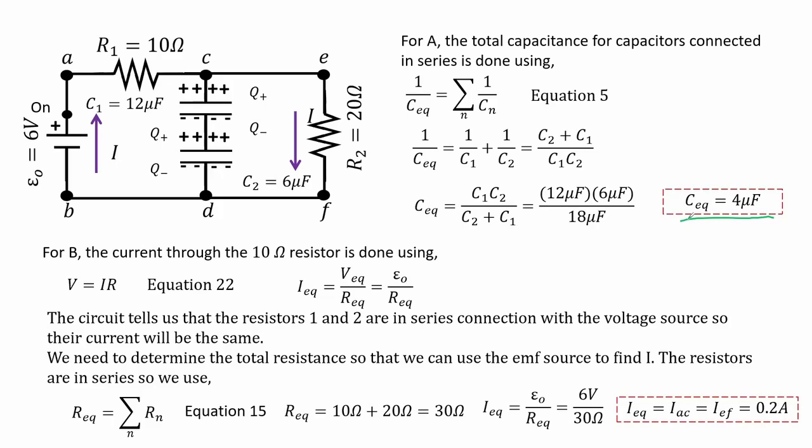The circuit tells us that resistors 1 and 2 are in series connection with the voltage source, so their current will be the same. We need to determine the total resistance so that we can use the EMF source to find I. The resistors are in series, so we use equation 15, which is 30 ohms. We then substitute this back and the equivalent current is 0.2 amperes. This is also the current through resistors 1 and 2.